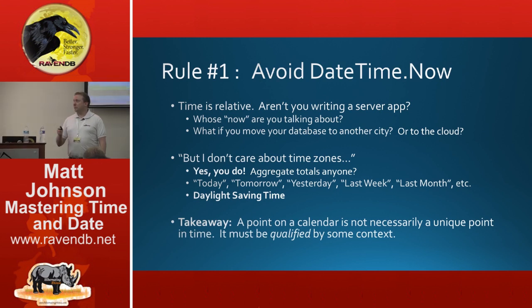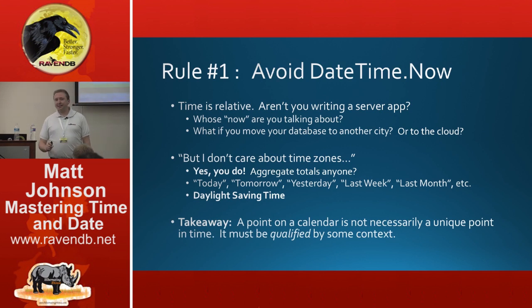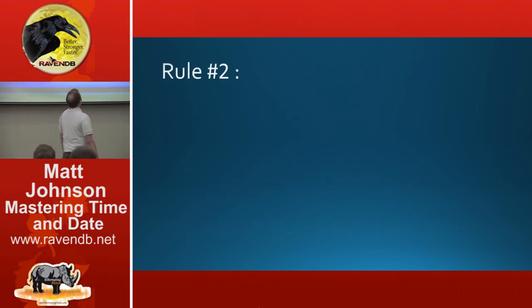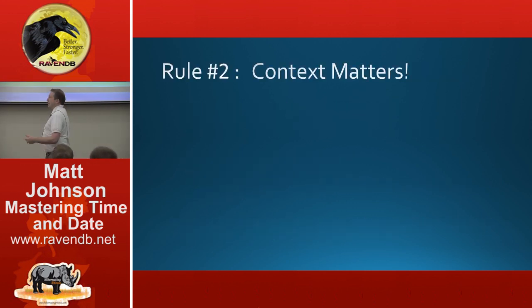Key takeaway on rule number 1, a point on a calendar is not necessarily a unique point in time. It has to be qualified by some context. Keep that in mind. I'm going to get through these real quick. Rule number 2, context matters.